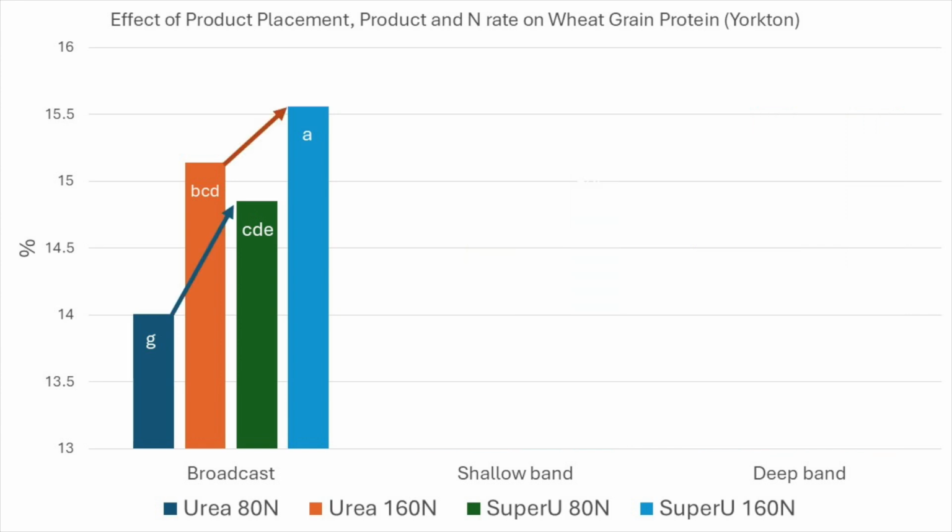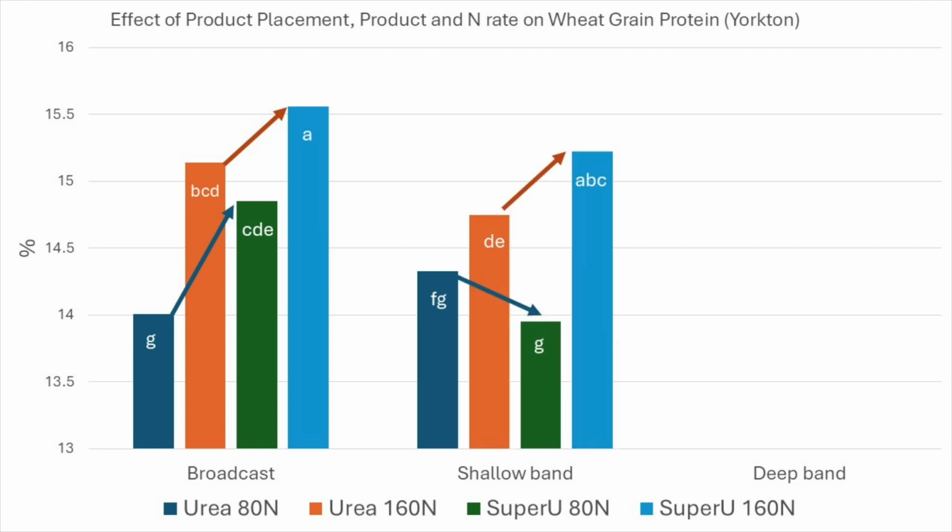When fertilizer was broadcasted and left on the surface, Super U resulted in significantly more grain protein for both the low and high rate of nitrogen. It appears broadcasted Super U was able to prevent some volatilization losses before 19.4 millimeters of rain was received 7 days after application to move the fertilizer into the soil.